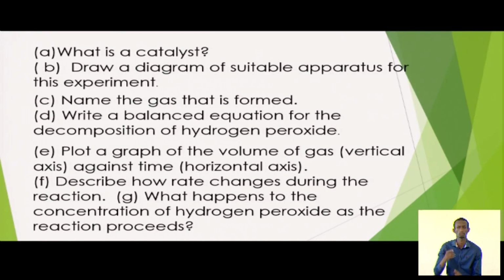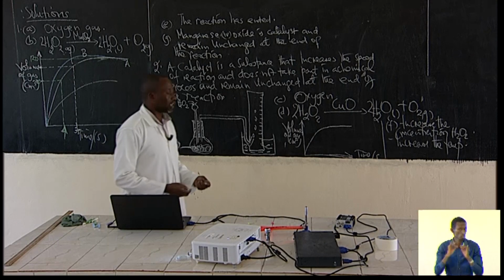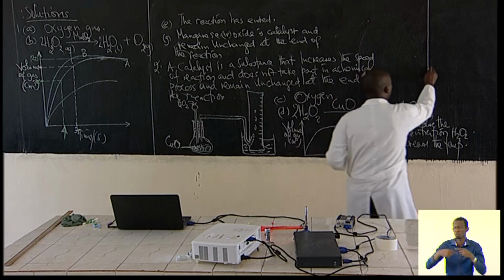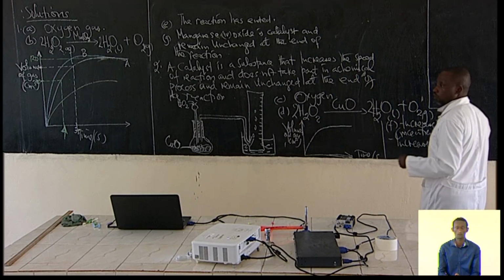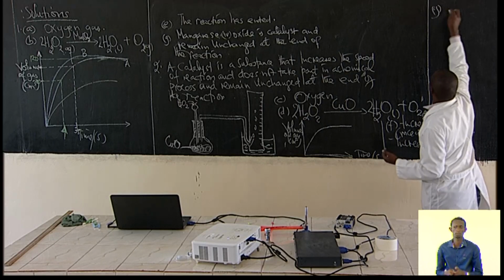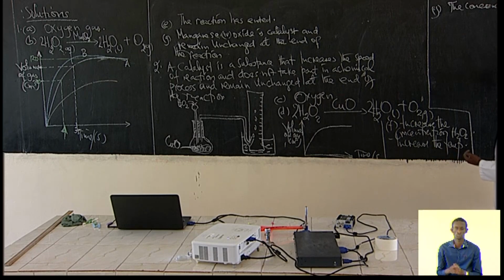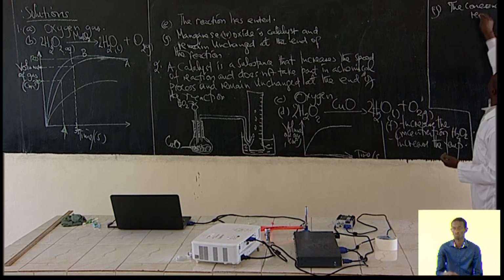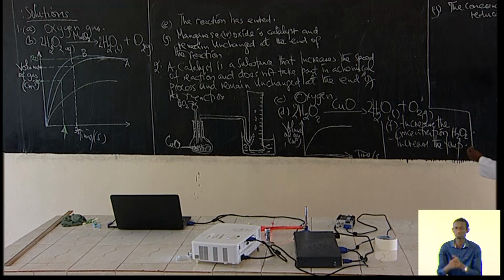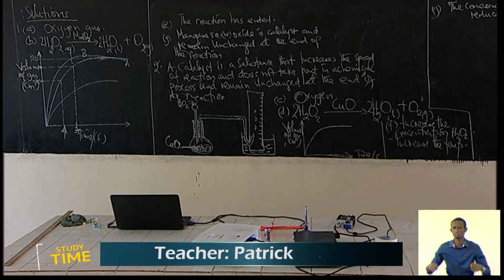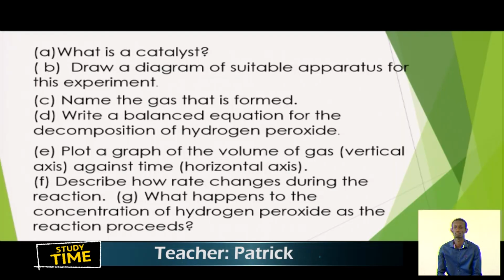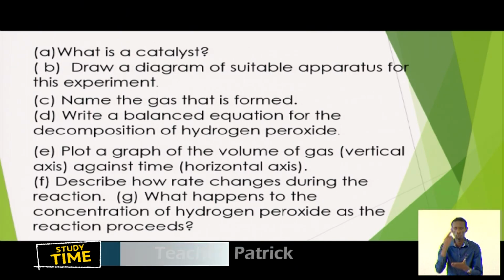G: what happens to the concentration of hydrogen peroxide as the reaction proceeds? When the reaction is proceeding, the concentration of hydrogen peroxide is reducing. So the concentration of hydrogen peroxide reduces as the reaction proceeds. That is why the graph reaches somewhere and then levels off.